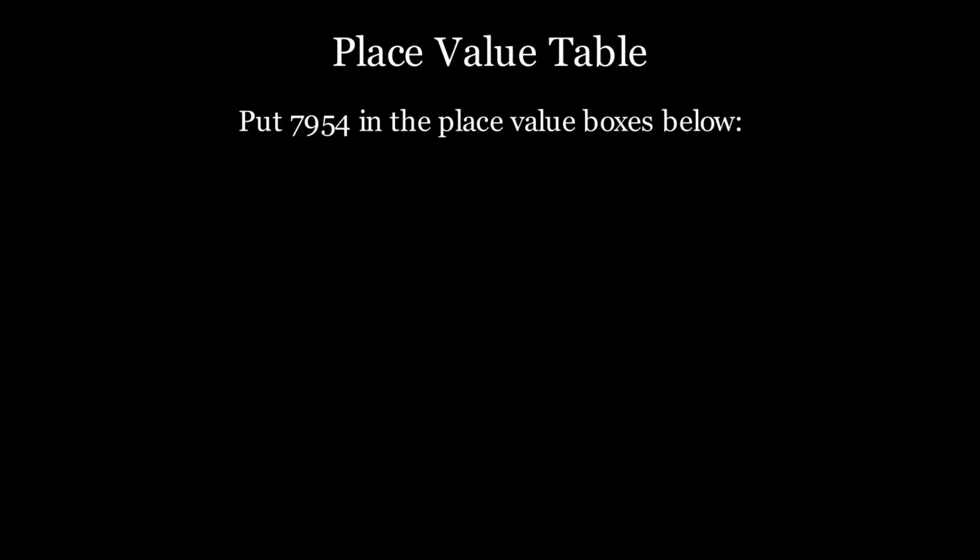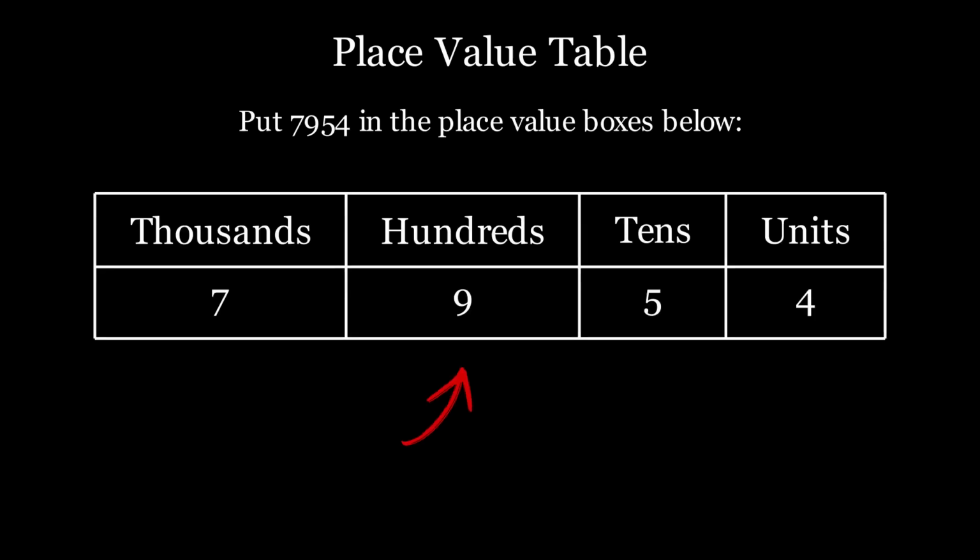Now, let us place the number 7,954 into the correct boxes. The digit 7 goes into the thousands place. 9 goes into the hundreds place. 5 goes into the tens place. And 4 goes into the units place. Great job! Now let us look at another example.